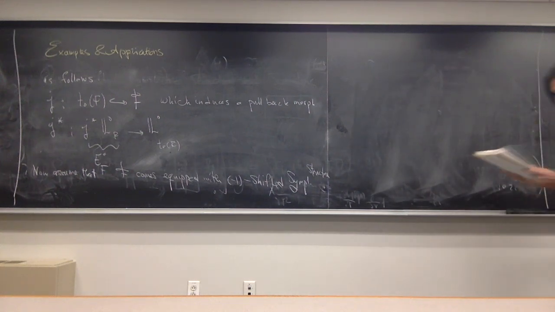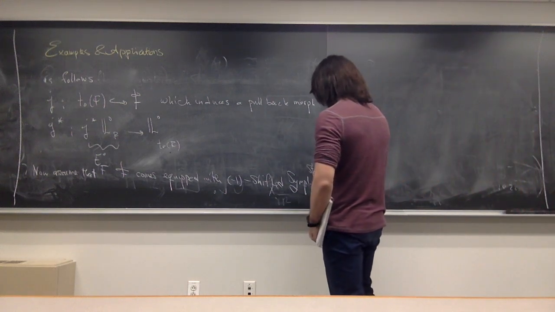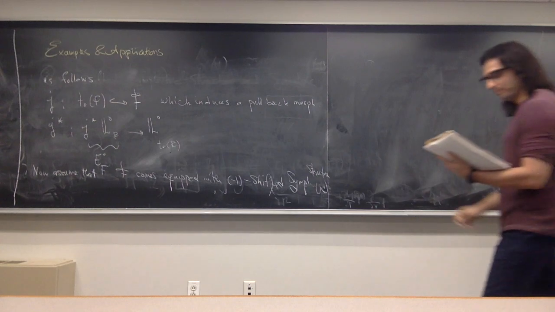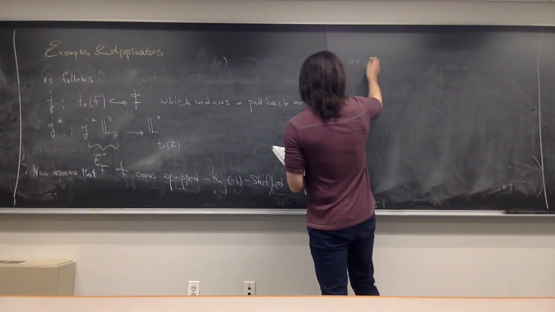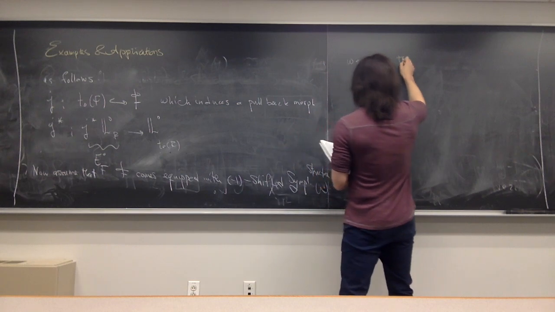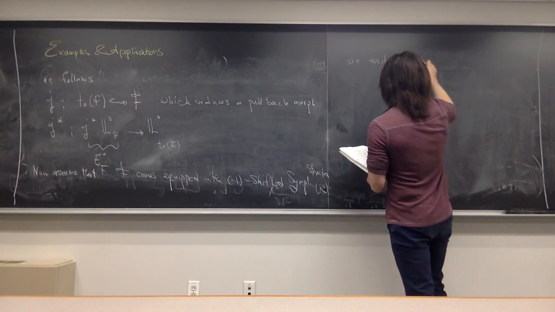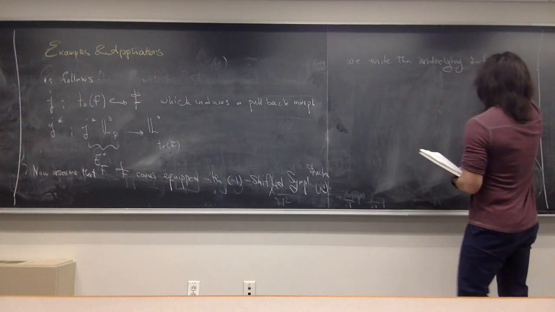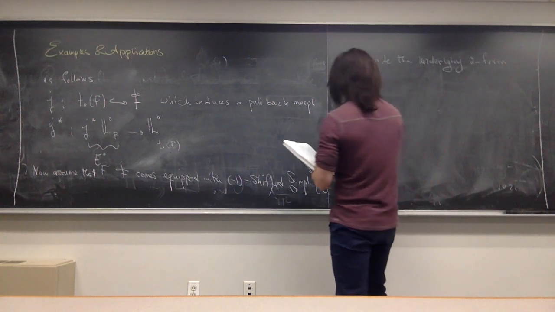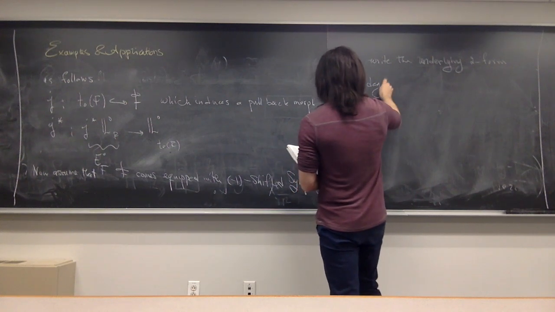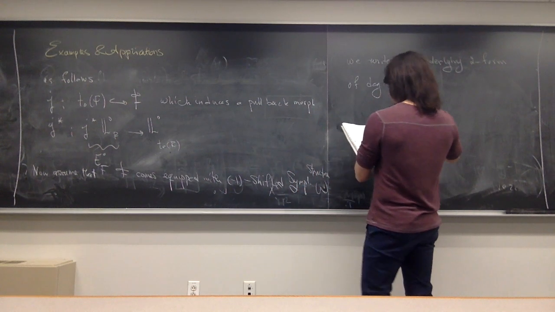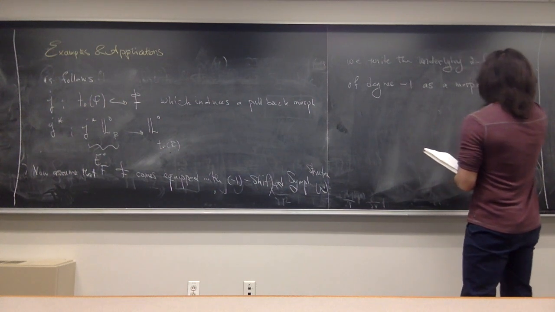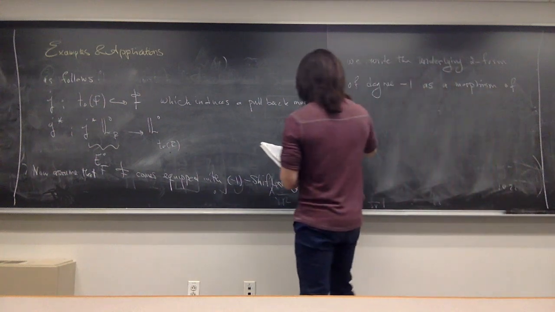So the structure double omega is the minus one shifted symplectic form. We write the underlying two form of degree minus one as a morphism of perfect complexes.